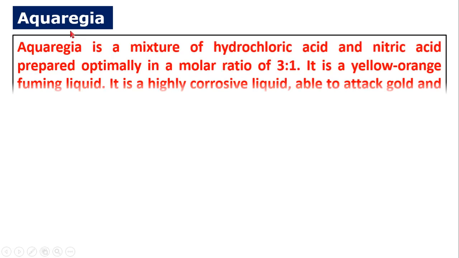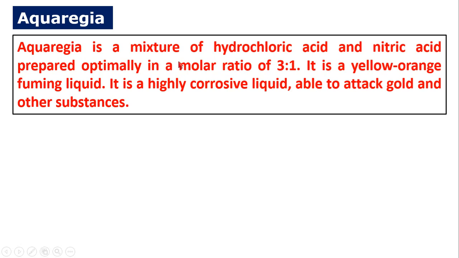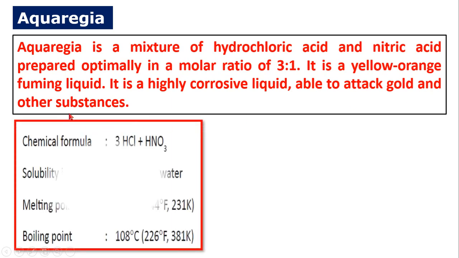Aqua regia. Aqua regia is a mixture of hydrochloric acid and nitric acid, HCl and HNO3, prepared optimally in a molar ratio of 3:1. It is a yellow-orange fuming liquid. It is a highly corrosive liquid. It is able to attack gold and other substances. The chemical formula of aqua regia is 3HCl plus HNO3.